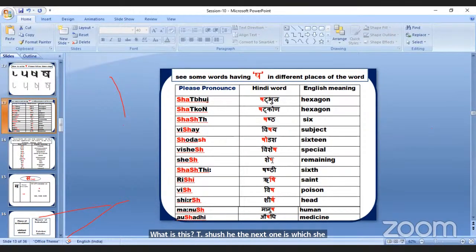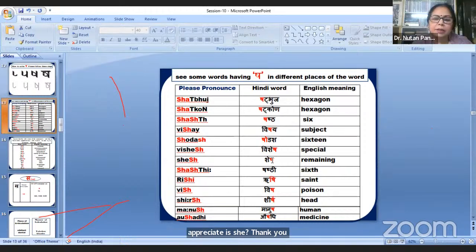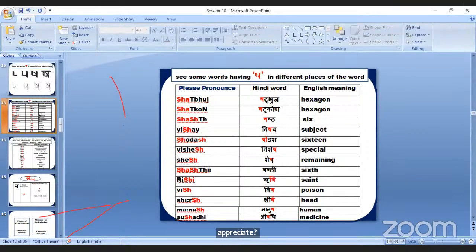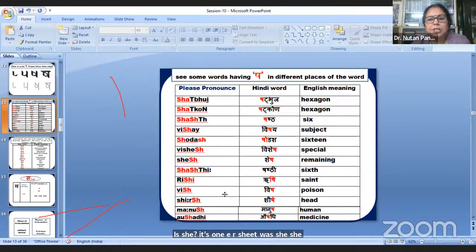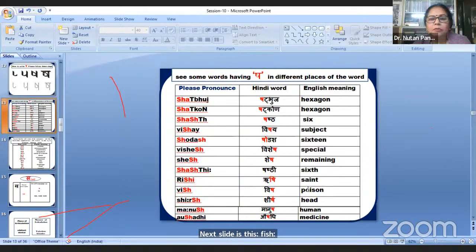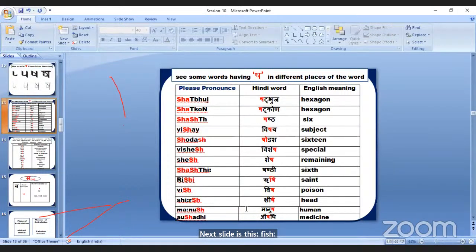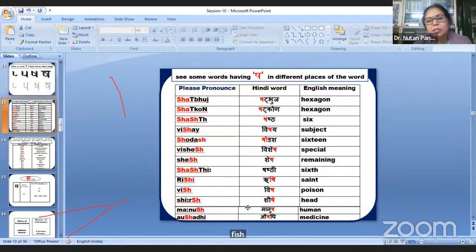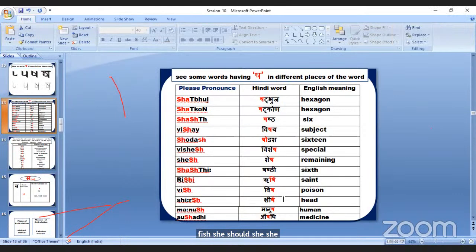Good, the next one is rishi. Rishi, with a small e. Rishi. Next word is vish, which means poison. Vish. Then shirsh. Shirsh.